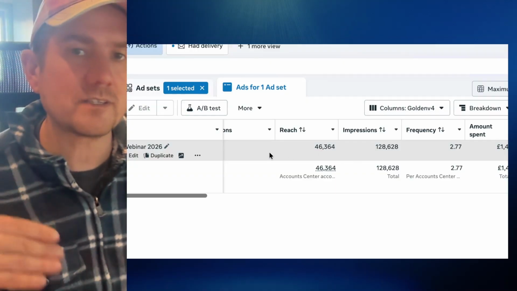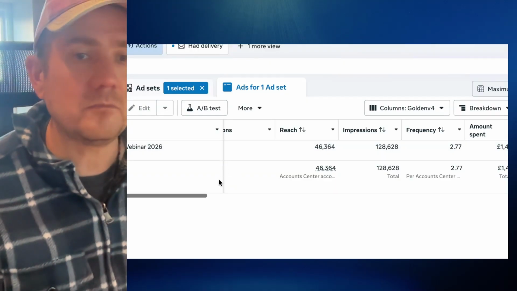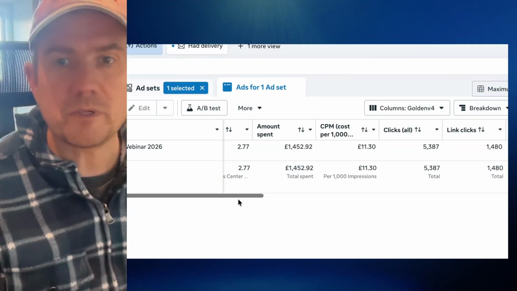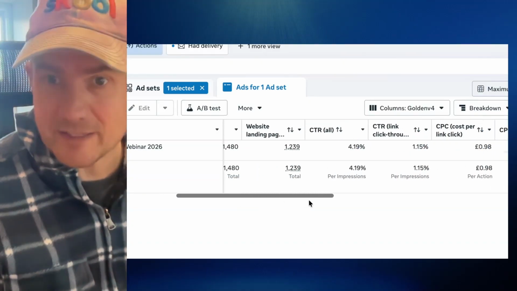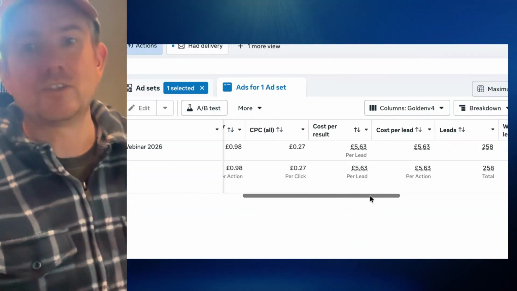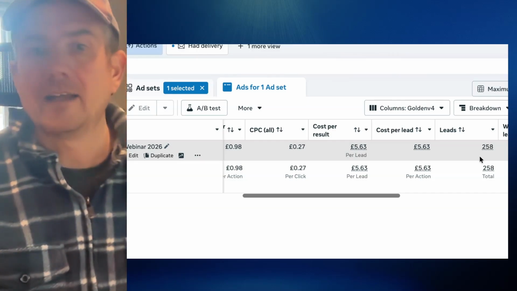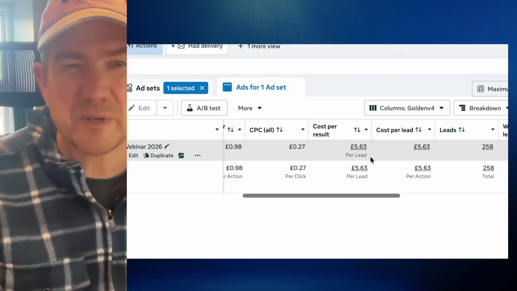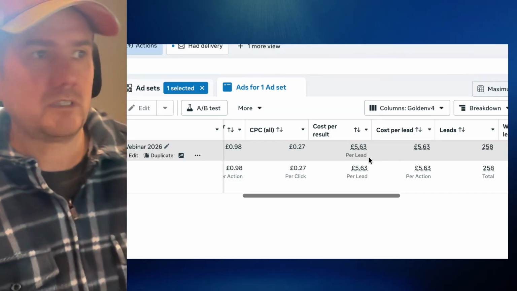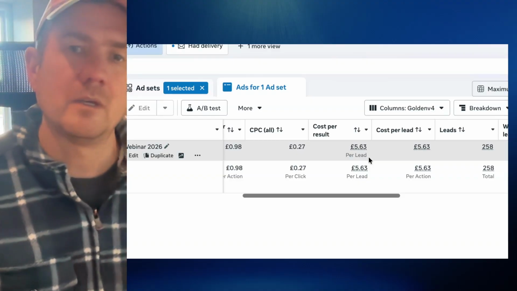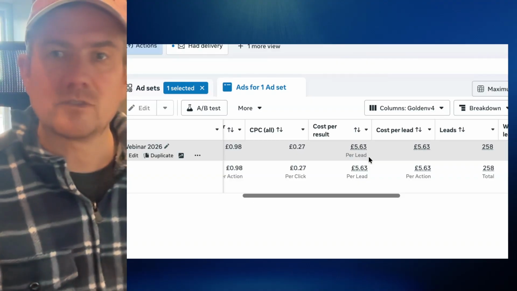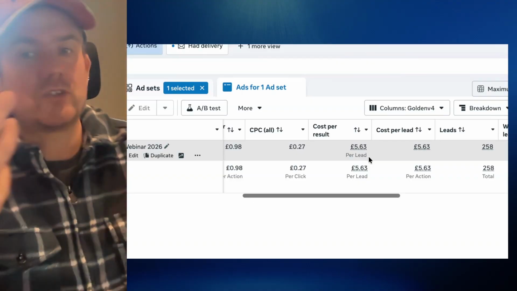But what happens over time, as the algorithm learns, the cost per lead drops dramatically. Okay. You can see the cost per lead here. So I've had 258 leads and I'm paying per lead, I'm going to guess, about $8 per lead at £5.63. That's how many I'm getting. So I have 258 people registered onto the webinars that I'm doing.